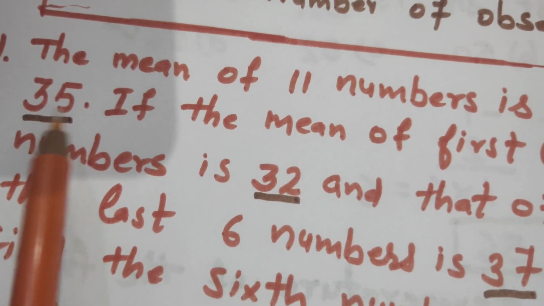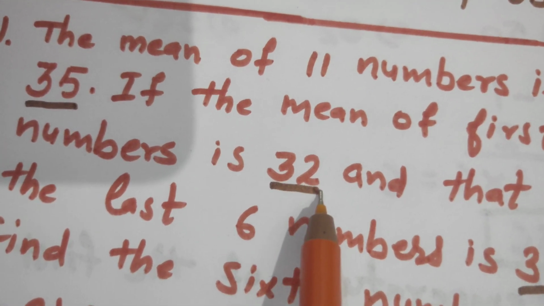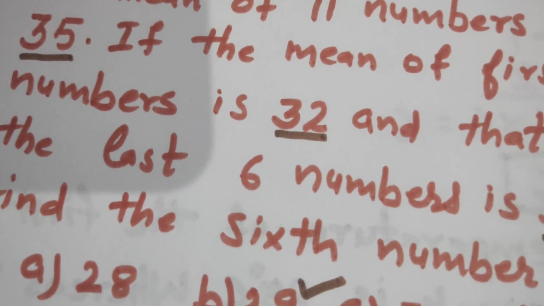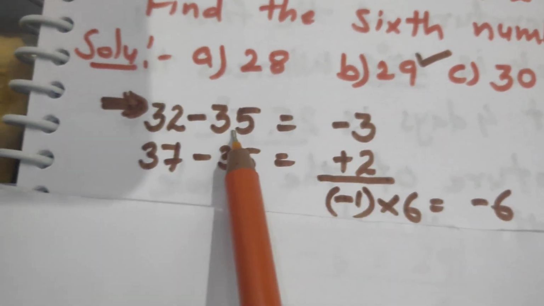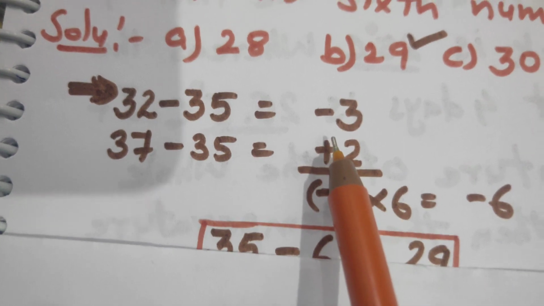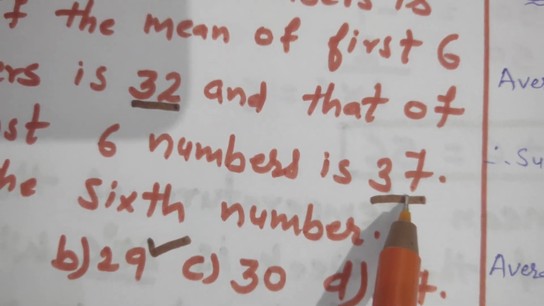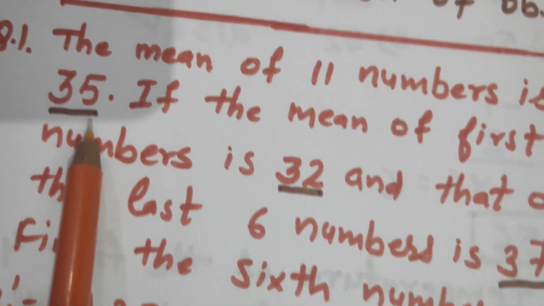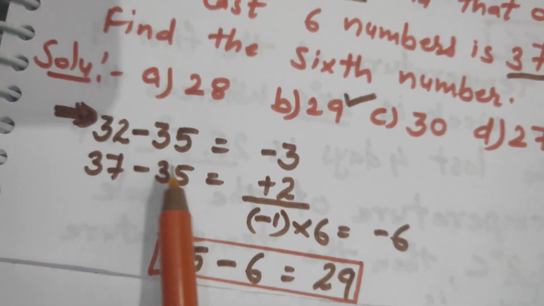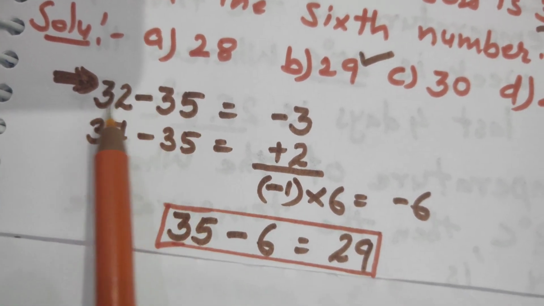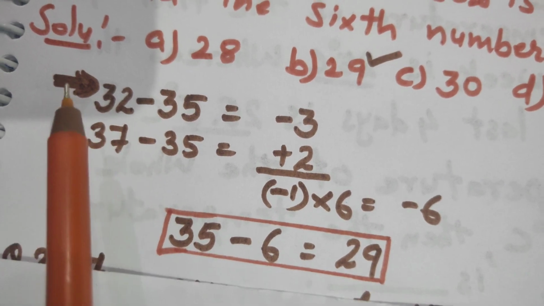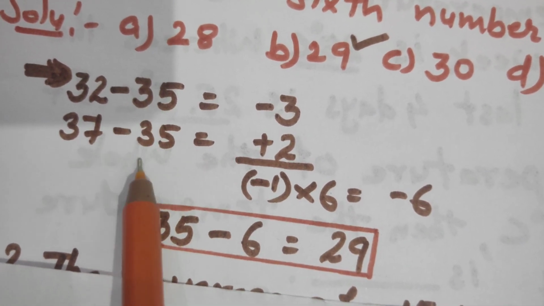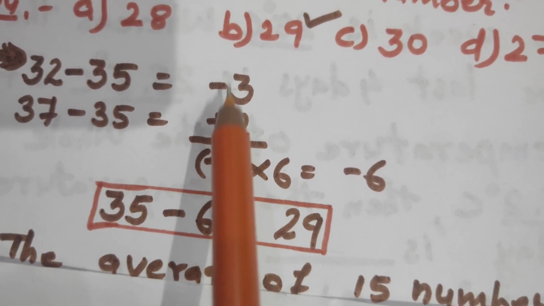So average of all the numbers is 35 and average of first is 32. So what we will do? 32 minus 35. So what is the deviation or difference? 32 minus 35 comes to minus 3. Then we will find the deviation of the last 6 numbers and average of all the numbers, that is 35. So how will it be? 37 minus 35. What we did? From both the averages, first 6 numbers and last 6 numbers, we subtracted the average of all the numbers, right? So this is the difference we've got.